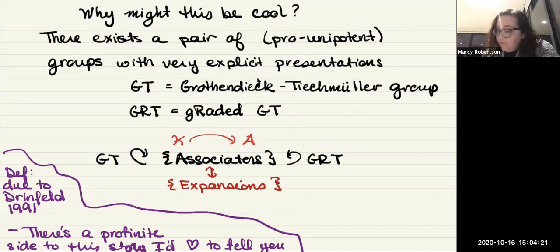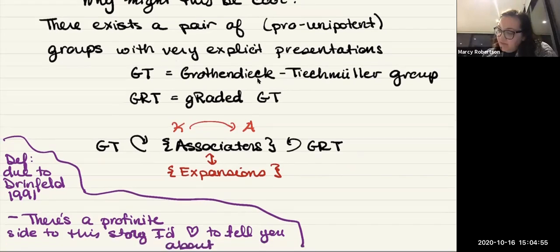Why might that be cool? If you give me one such homomorphism, the groups GT and GRT have really nice explicit descriptions. You can write out a presentation, and I'm happy to do so at the end of the talk if someone wants to see a presentation. And so I can just act by GT and pre-compose to get myself a new invariant, or post-compose with GRT, etc., to find a nicer way to compute. This situation, I always add in purple the references on the side. So this is Drinfeld in '91.